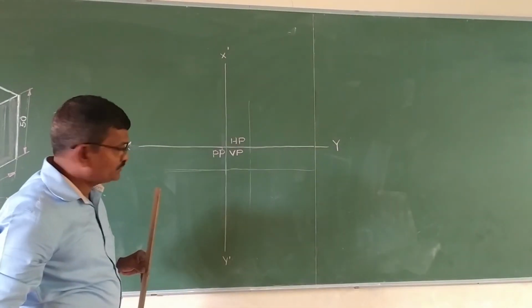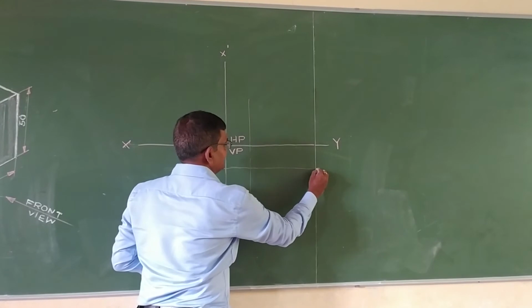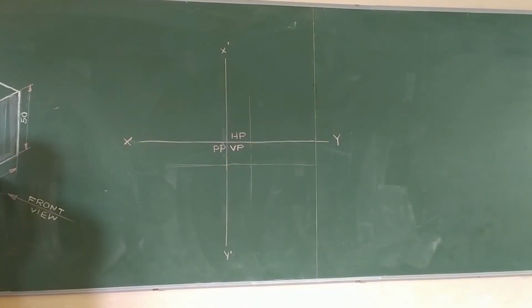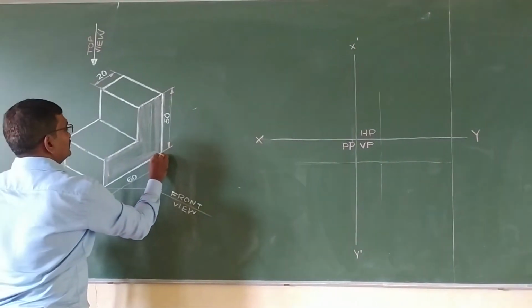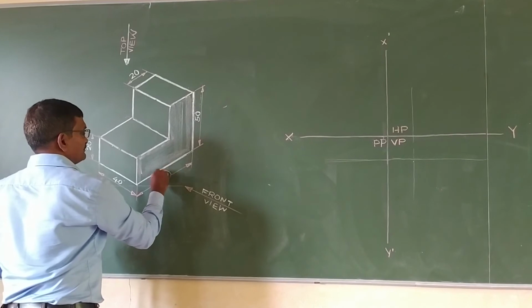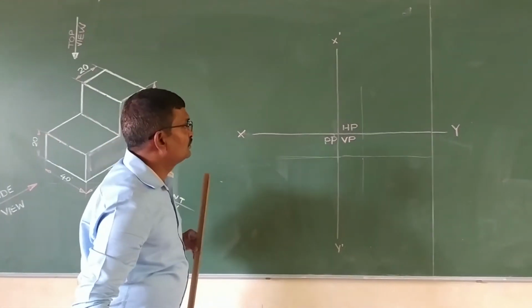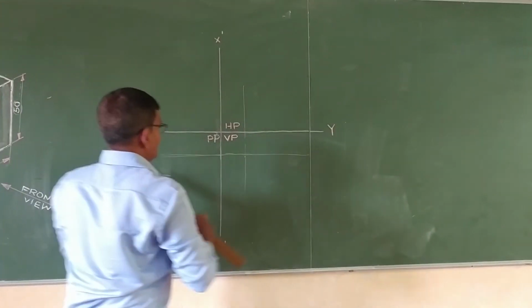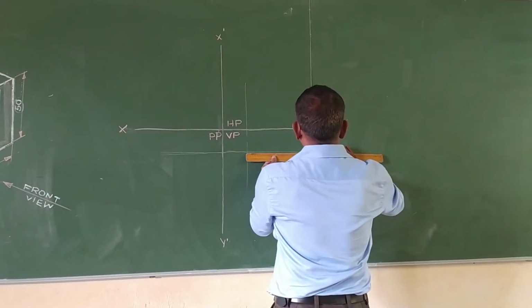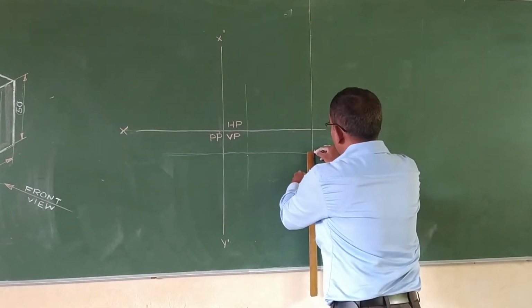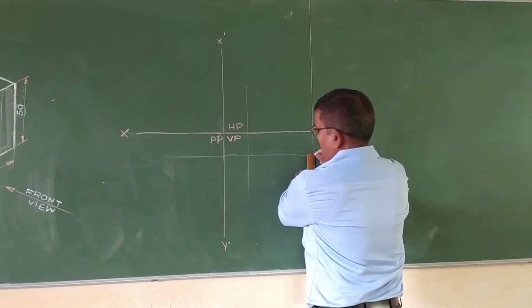So now for the front view, you have to start from here in this position. You have to draw the base line first, the base of the object. What is the length of this? 60 mm. And height is 50 mm. Here, length 60 and height 50.